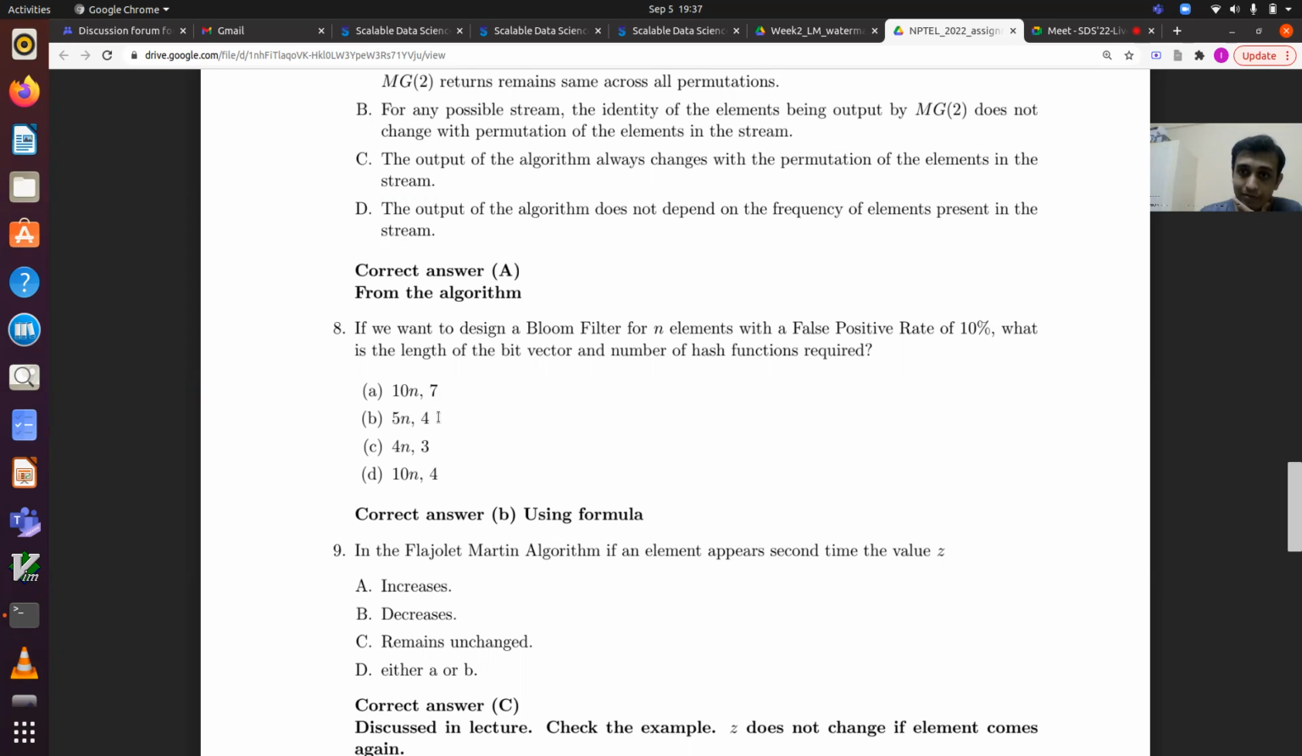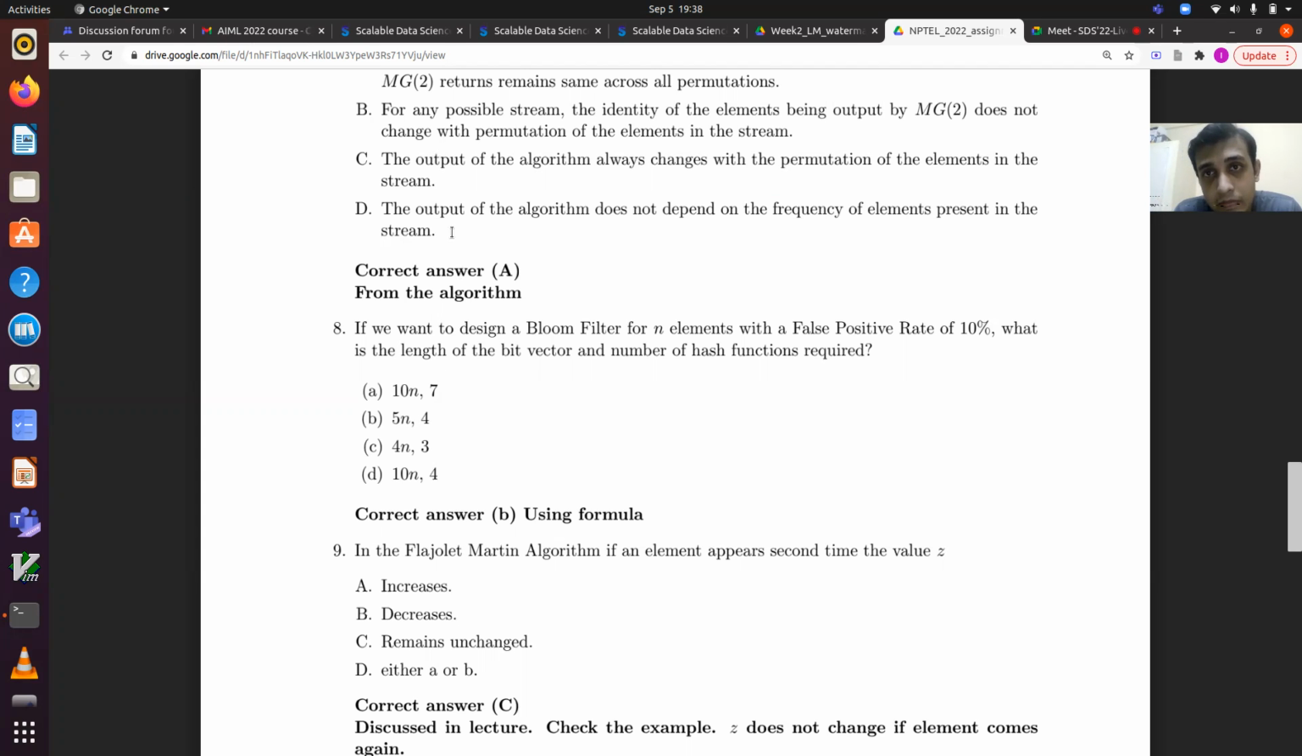Sir, I'm not getting it, sir. I didn't get the answer. So first you want the answer. So the answer is the following, right? The answer is you have... Okay. So now you have seen, for the false positive possibility of 10%, what is the length of the bits and the number of hash functions required.